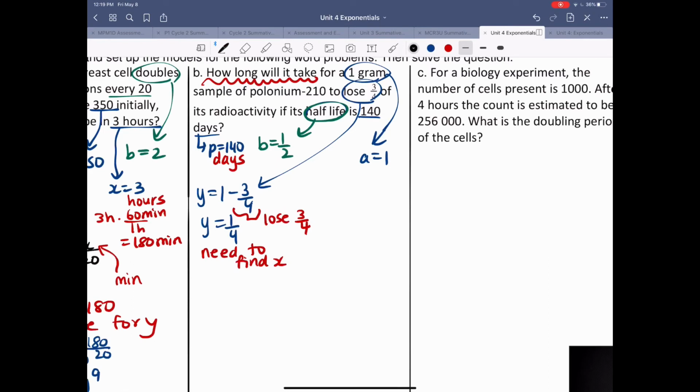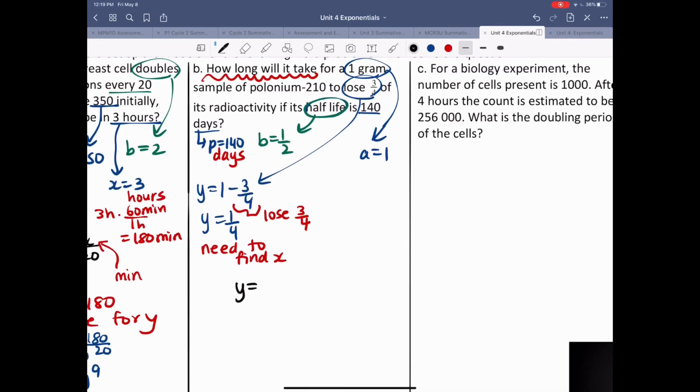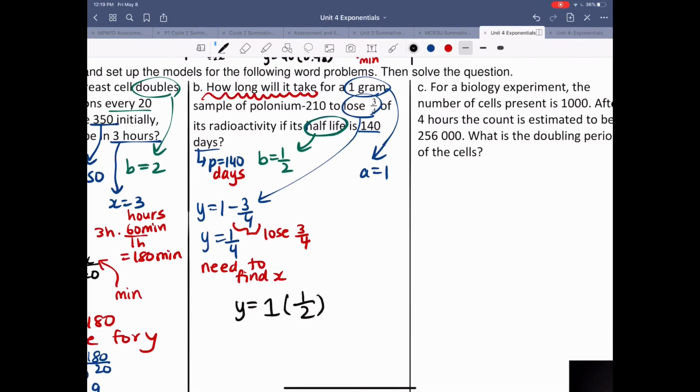Okay, so at this point, I'm going to start writing down my original equation with what I have. So I usually don't touch the x and y at first. So I have y equals, my initial amount is 1. That is how much I'm starting off with. The half-life, B is equal to 1/2. And then the x, well, x is going to remain as an x, and then the P is 140. And because my P was in terms of days, my x is also going to be in terms of days, and my y is going to be grams of this sample.